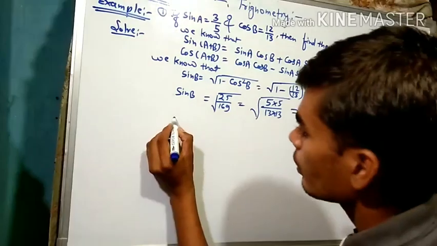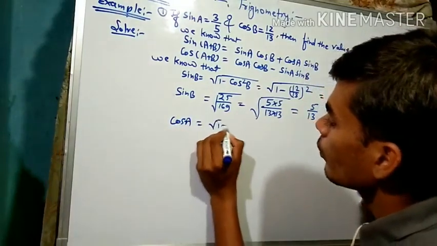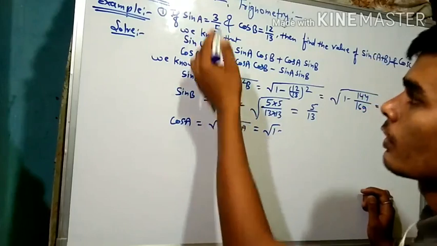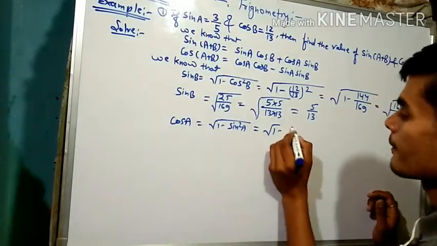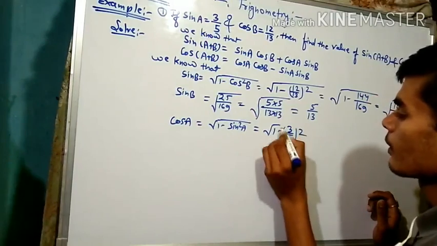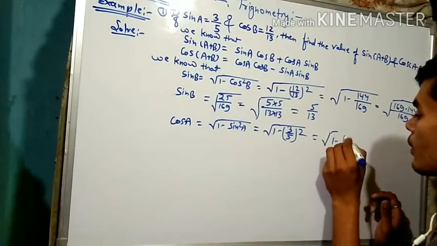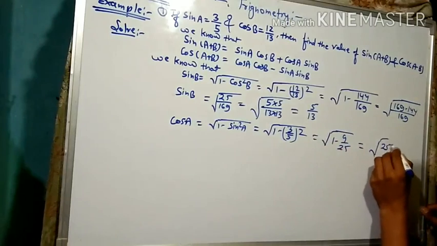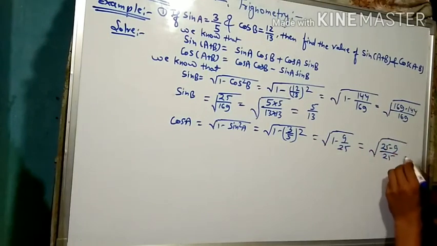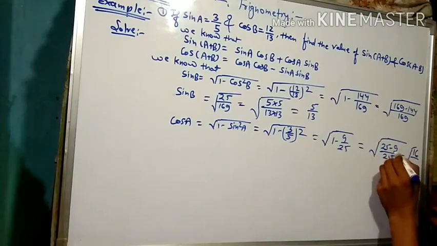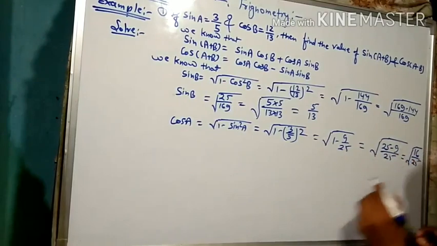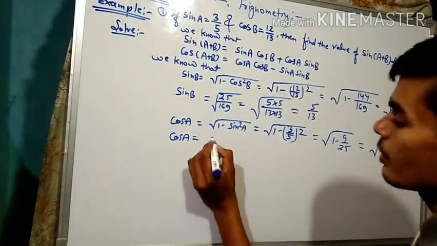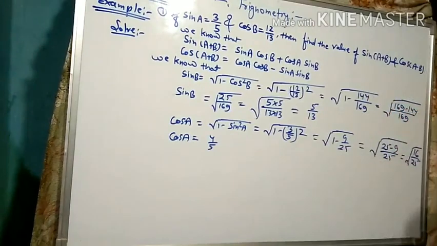Similarly, we have to find the value of cos A. We know that cos A equals the square root of 1 minus sin square A, and sin A equals 3 by 5 as given in the question. That is 1 minus 9/25. Take the LCM: 25 minus 9 equals 16. The square root of 16 is 4, so the value of cos A is 4 by 5.